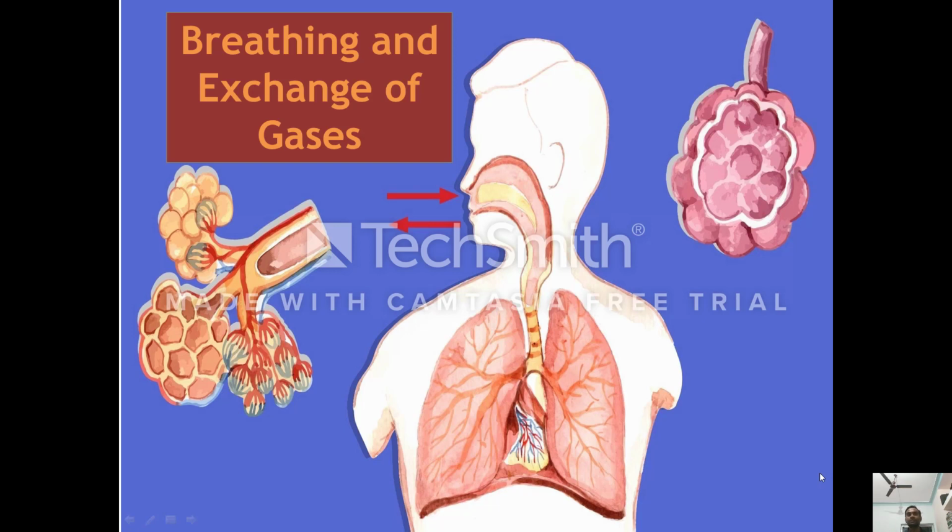In that oxidation of food, the ATP is generated with the use of oxygen, and the byproduct is carbon dioxide. So in this chapter, we will talk about all these things about the respiratory system.